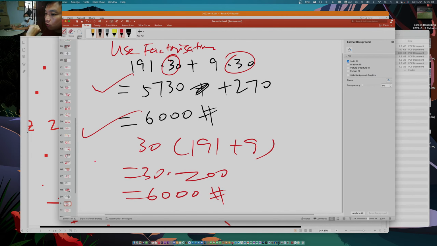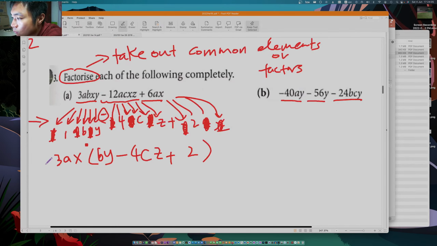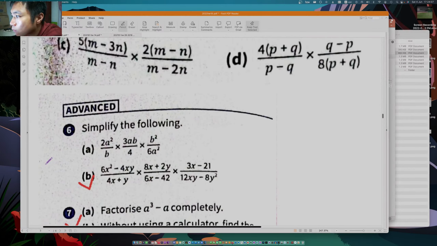The second application of factorization is this. Let me pick one question first. Let me just pick this one first.